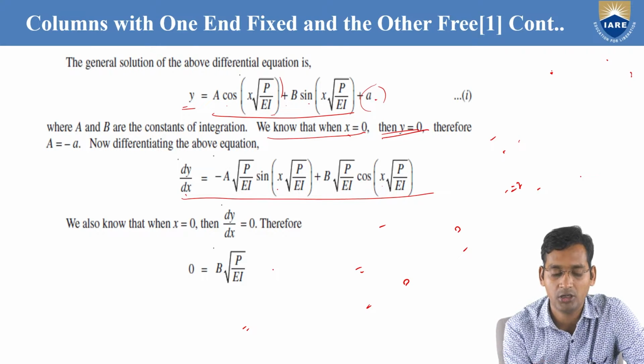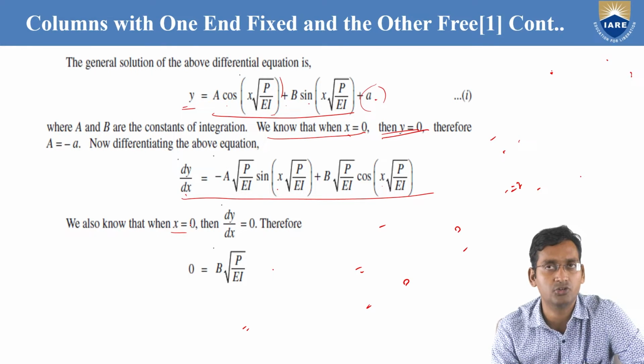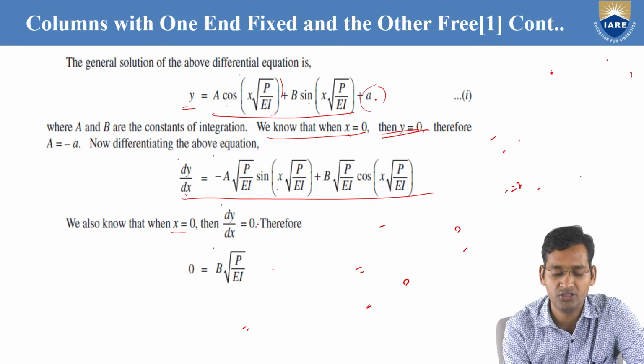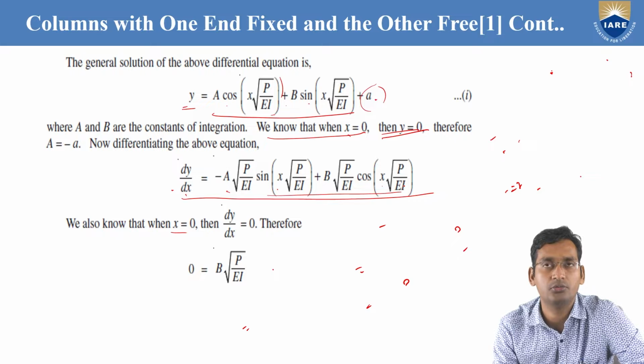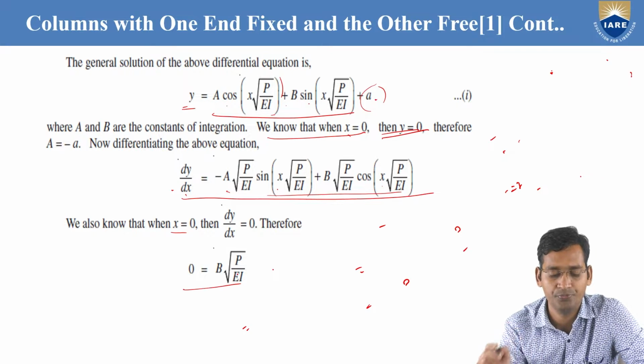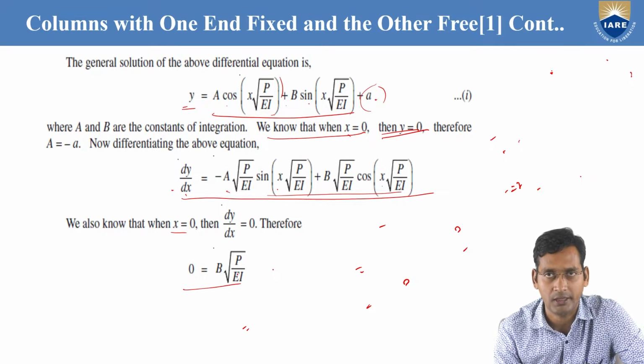Next, again from the figure, at x equals 0, the slope will be 0. So just put that value. So dy/dx equals 0, and wherever x is there, put 0. You will get 0 equals B root P by EI.